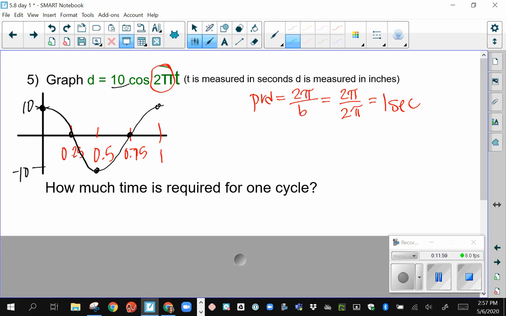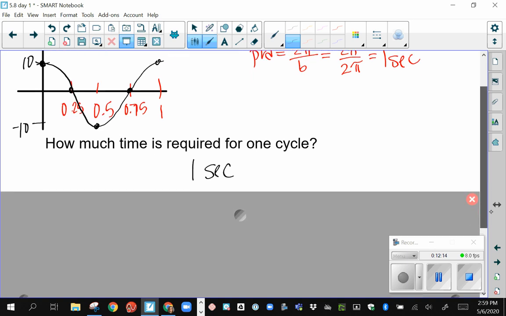How much time is required for one cycle? They're asking us for the period. You can also see on your graph that for us to complete one cycle, to get back up here, it's going to happen in 1 second. That's a way for them to ask us for the period.